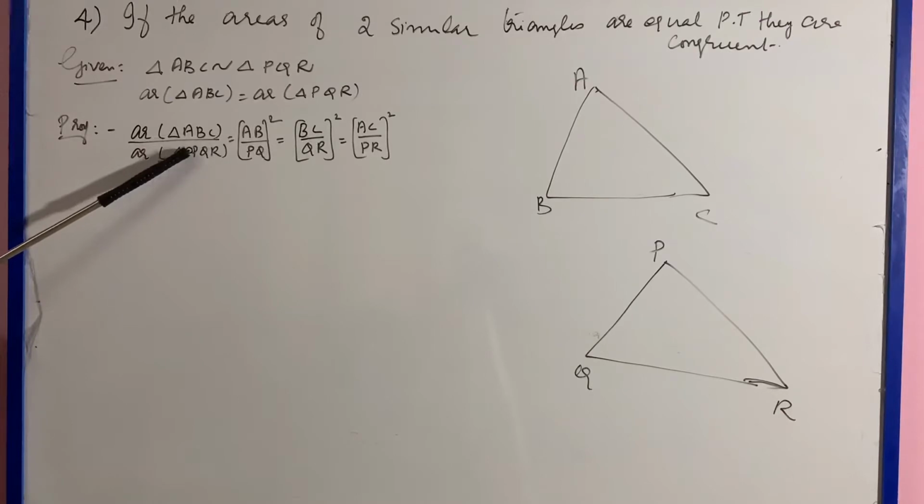When they are equal, dividing two equals gives us 1. Okay. So we can write 1 here.